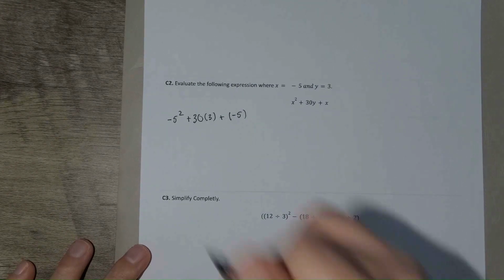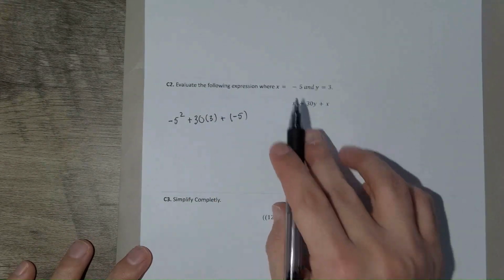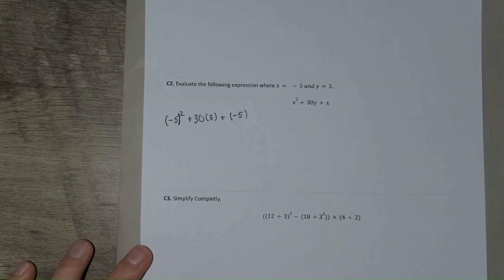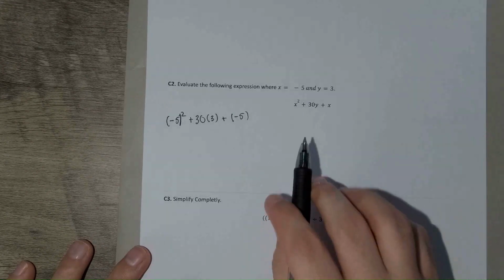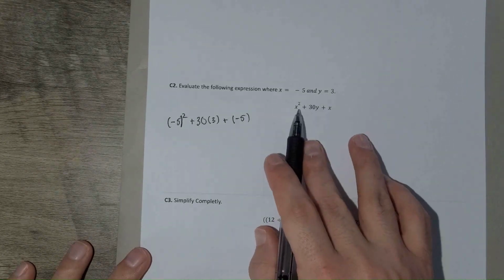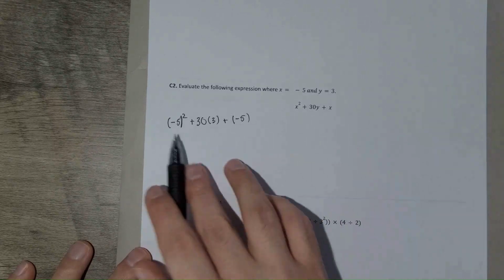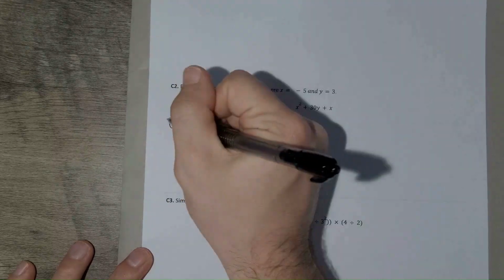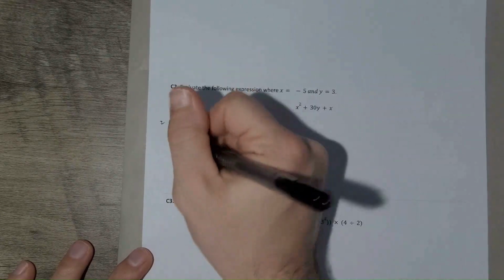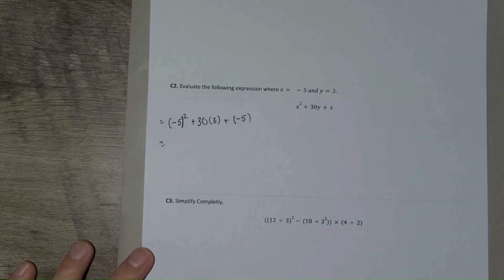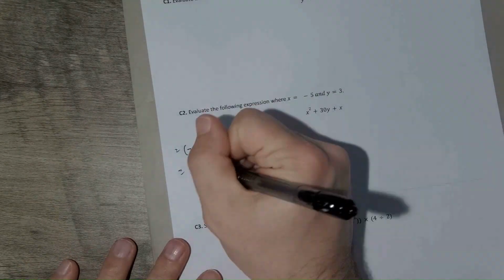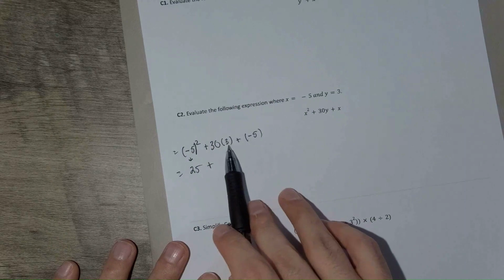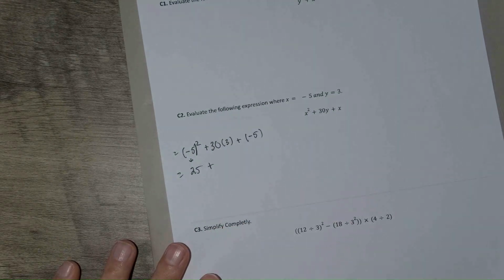Also, what we do need to do is, since I am substituting x with -5, that means that I need to make sure to put that -5 in parentheses. Why do I need to do that? Because we're saying x is -5. So this is -5 to the second power. By putting -5 in the parentheses, that's telling me I'm doing -5 times itself 2 times. And so -5 to the second power is -5 times -5, which is just 25. And so this becomes 25 plus 30 times 3, which is just going to be 90.